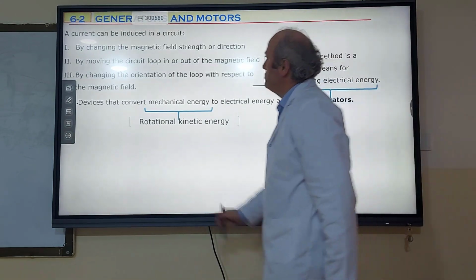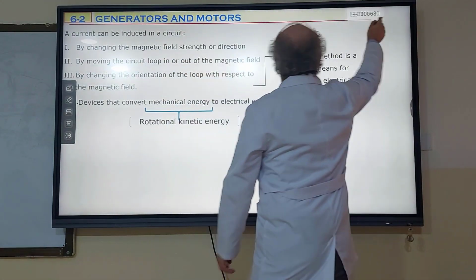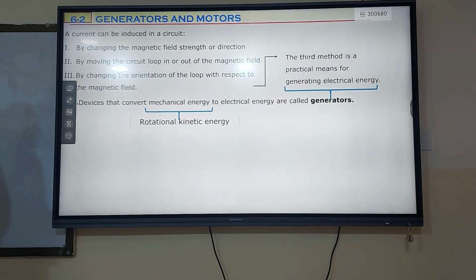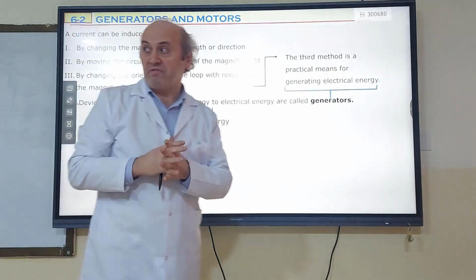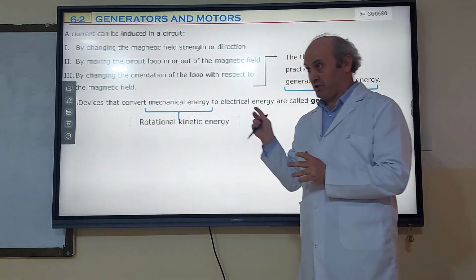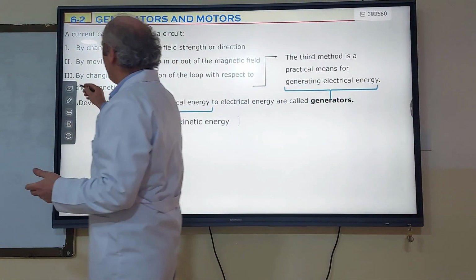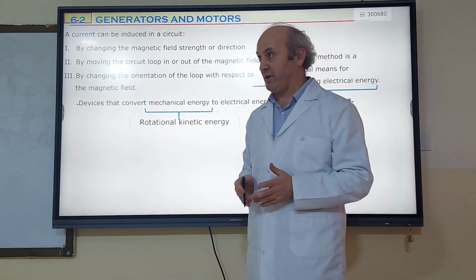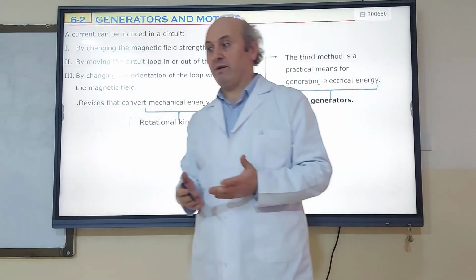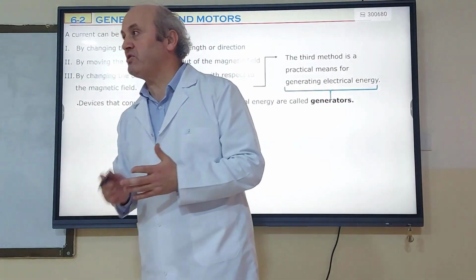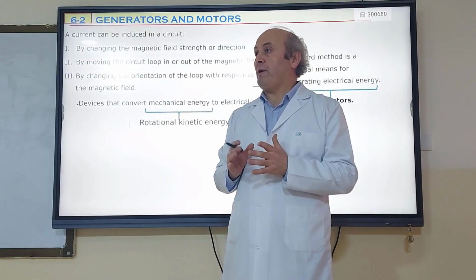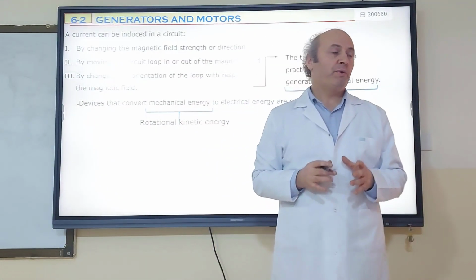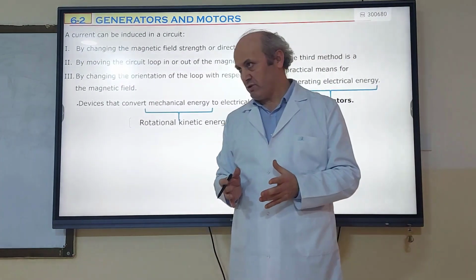Okay, section 2 of chapter 6 was about generators and motors. We are going to use some basic information we learned in section 1 in this section. In fact, we are going to learn the devices which work by the principle of electromagnetic induction. When I was talking about section 1, I said that this section is mostly about changing magnetic flux, because if we make a change in magnetic flux, we can induce an EMF in a loop or coils.